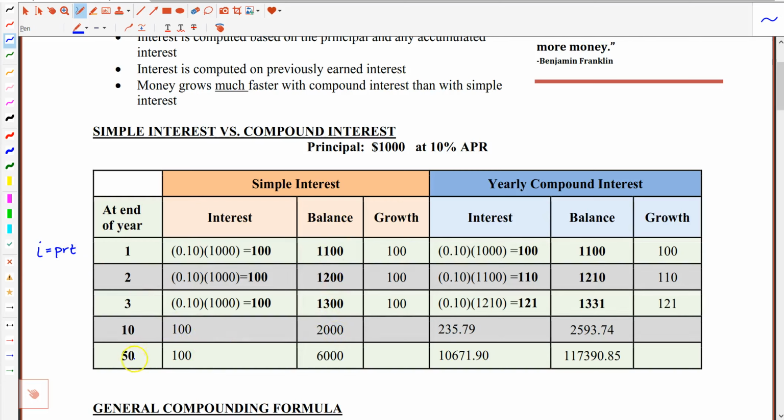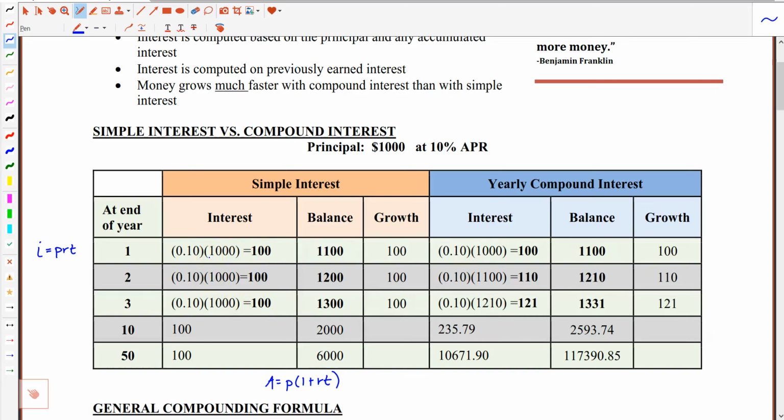At the end of 50 years, the account is going to grow by $100, and then the overall value in the account is $6,000. So where did these overall balances come from? I used this formula: A is equal to P(1 + RT). So every year that elapses, the account is only going to grow by $100, because in order to compute that growth, we're only going to look at whatever that initial investment was. Now let's take a look at what's going on over here under compound interest.